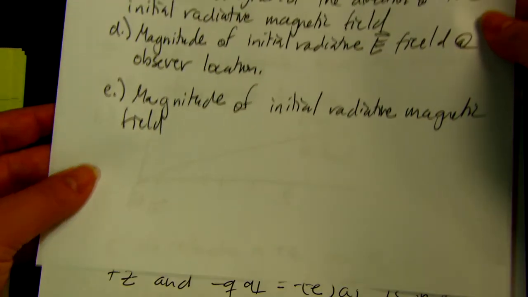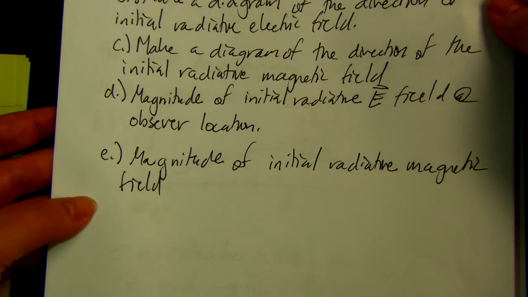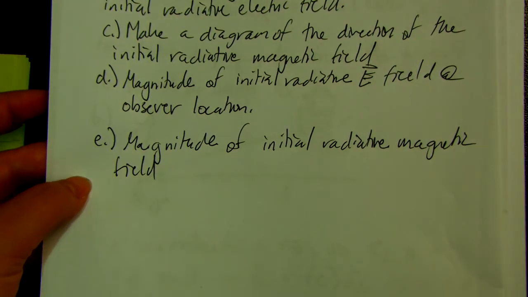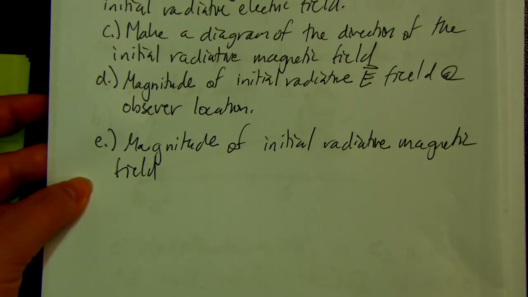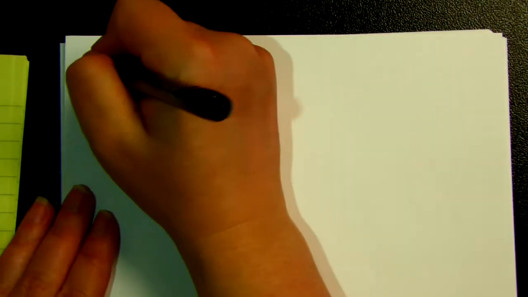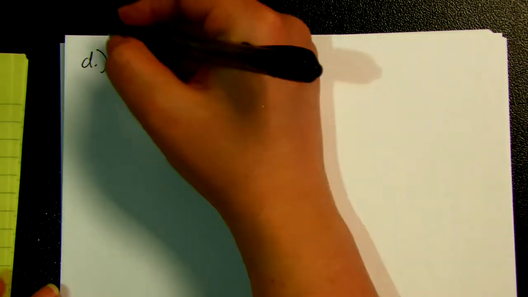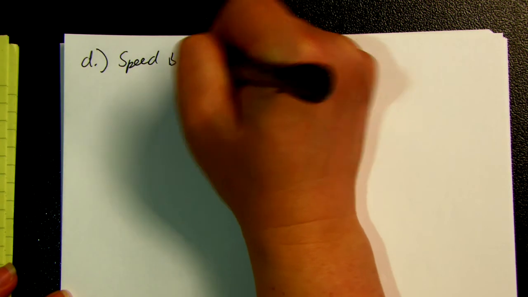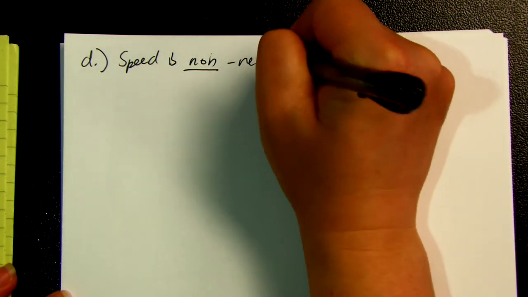Part D: magnitude of initial radiative E field at observer location, and then part E is going to be the magnitude of the initial magnetic field at observer location. All right. Speed is non-relativistic.